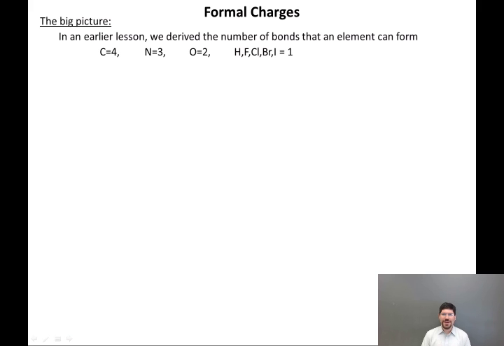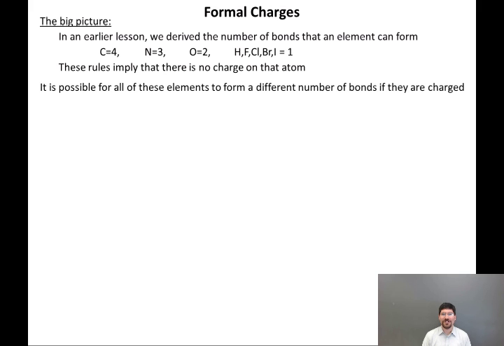Okay, so starting with the big picture. In an earlier lesson, we derived the fact that carbon forms 4 bonds, nitrogen 3, oxygen 2, hydrogen and the halogens 1 bond, by looking at number of valence electrons and number of available orbitals. What I now have to tell you is that those rules imply that there is no charge on that atom. We can actually have a different number of bonds for each of these elements if there is a charge on that particular atom, and we'll see how to handle that in this lesson.